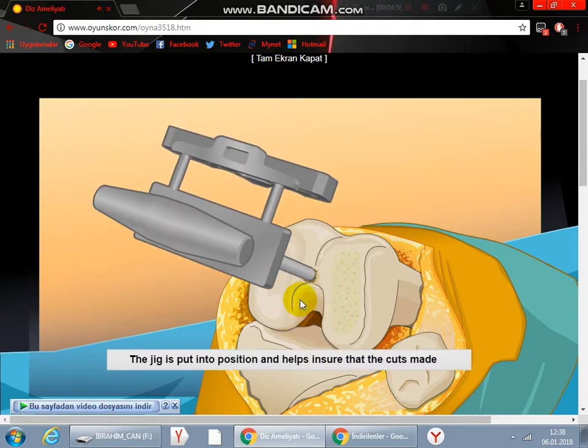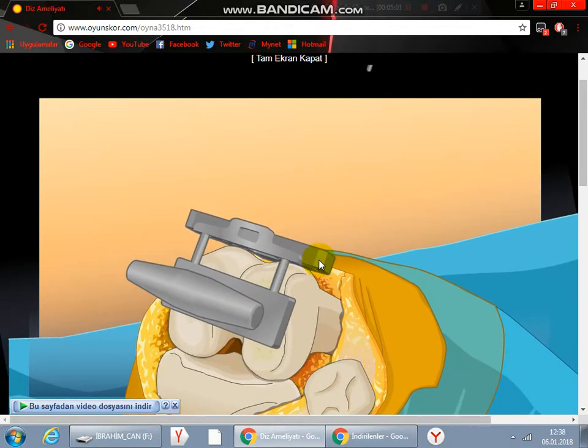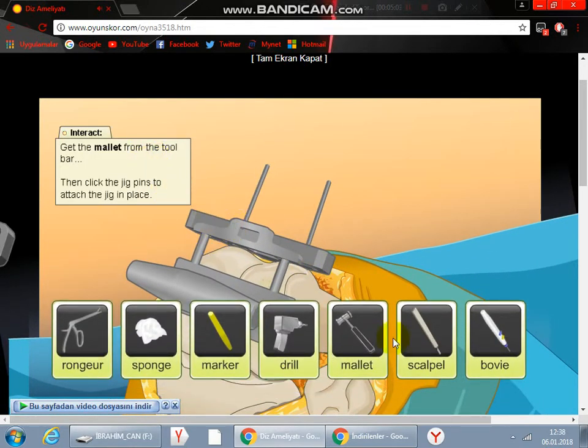The jig is put into position and helps ensure that the cuts made to the bone are exactly what are needed. Now hammer in the pins to hold the jig.